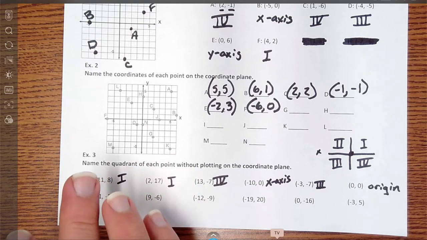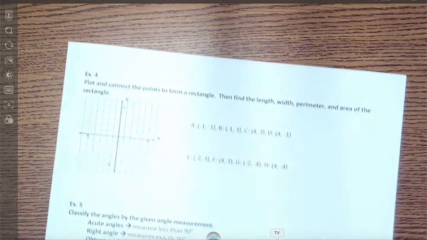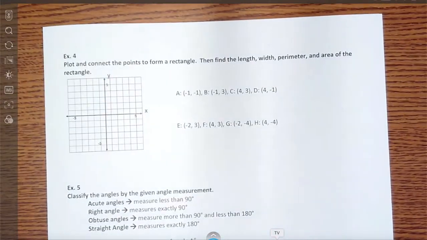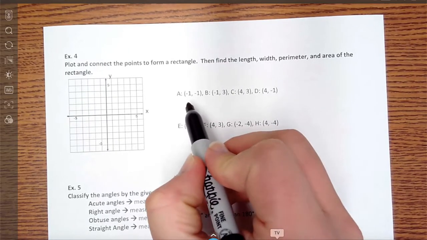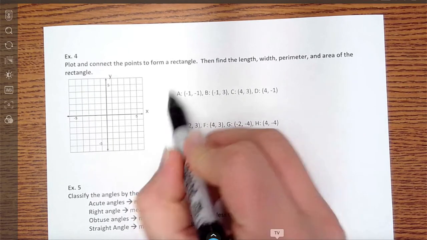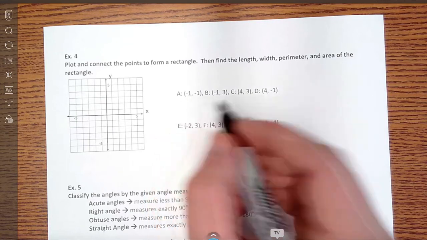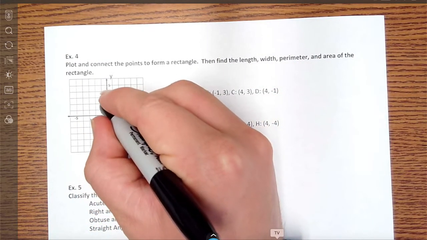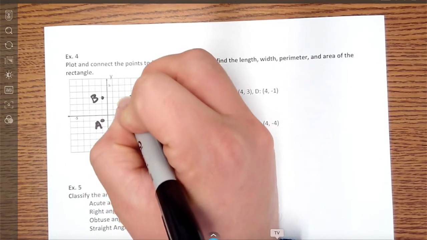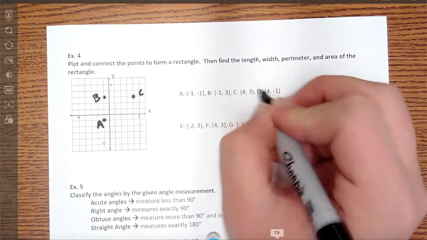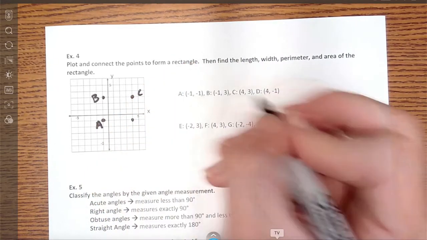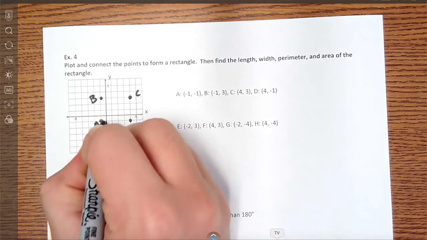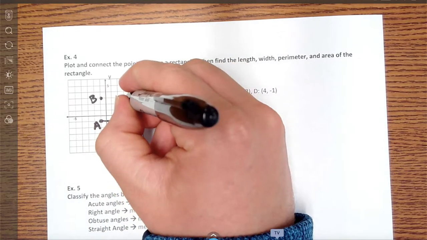All right, we're going to do one more thing here. We'll have some like these where we have to graph all of our points. We're going to make it a rectangle, so I'm going to start with that. (-1, -1) is here. (-1, 3). C is (4, 3). D is (4, -1). I'm going to connect them and make a rectangle.